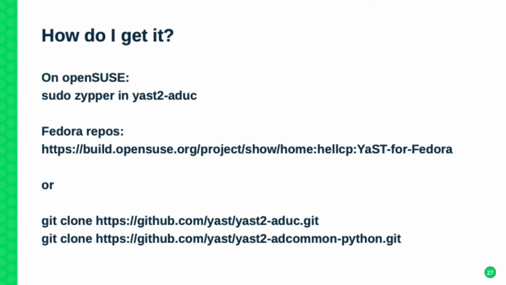On Fedora, you can see the repo here you can get to from here. It's somebody's personal project, but I'll get it moving along soon so that people who want to use it in Fedora can use it. You can also clone the source code from the YaST organization on GitHub, but there's tons of dependencies, so I suggest you use the repos unless you really want to do it by yourself.